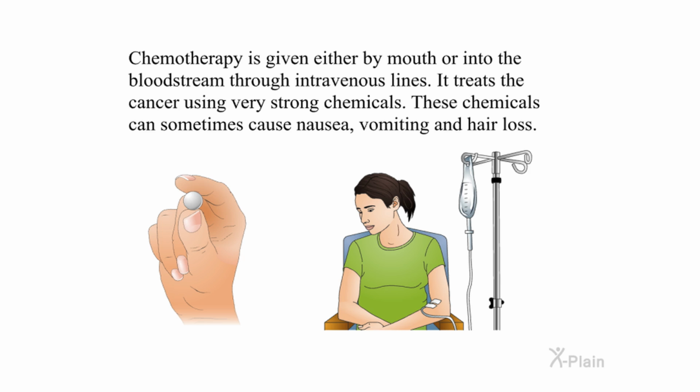Chemotherapy is given either by mouth or into the bloodstream through intravenous lines. It treats the cancer using very strong chemicals. These chemicals can sometimes cause nausea, vomiting, and hair loss.